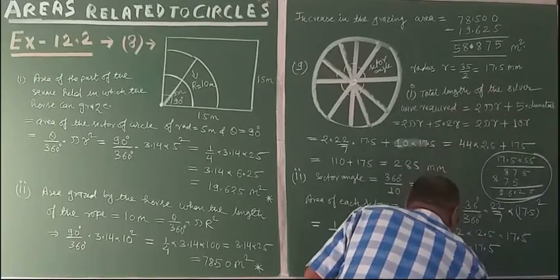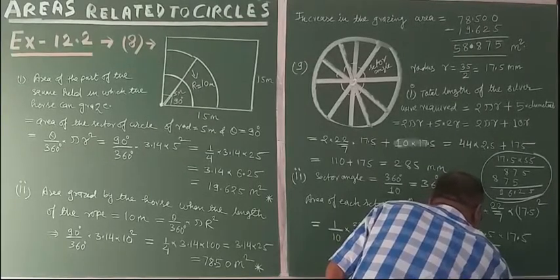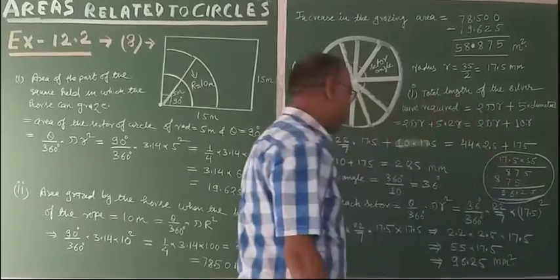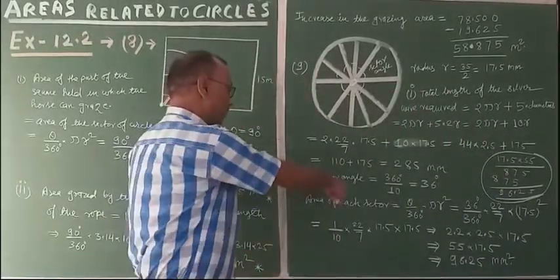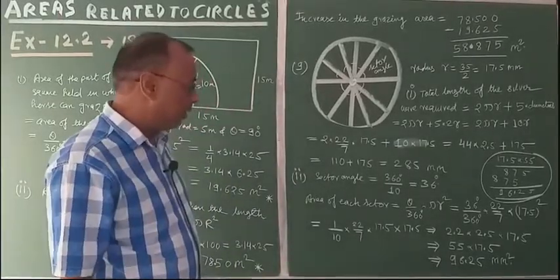So this is 96.25 mm square. So this is the area of each sector. How much? 96.25 mm square.